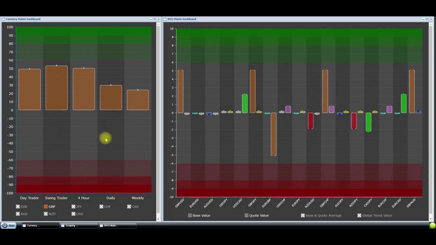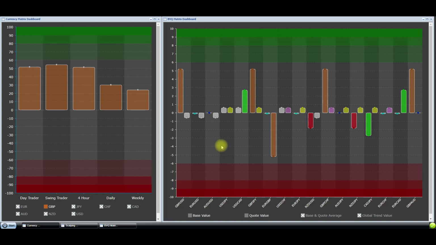So if you're looking at these, if all you have is this open and you're trying to decide, okay, I can tell it's strong, but how strong is it? Well, the BVQ matrix will tell you it is 5.1 strong to the upside, right? Or in relationship to the euro pound, it's actually negative 5.1. So it's dragging this pair down and it's pushing this pair up, right? Hopefully that kind of makes sense now.